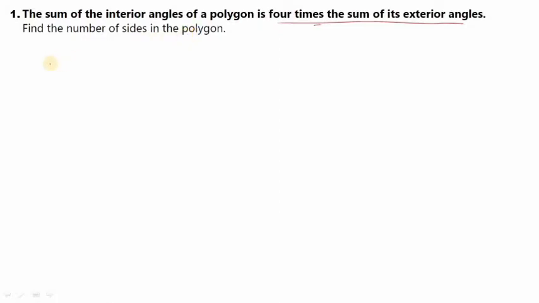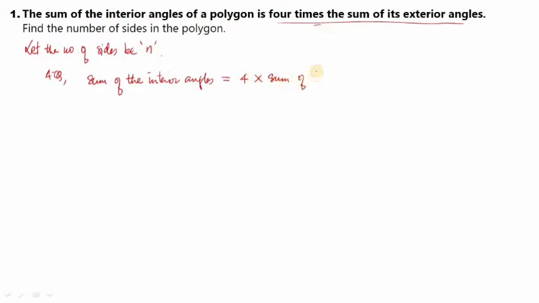Let the number of sides be n. It's simple, we'll take the number of sides to be n. Now, according to the question, the sum of the interior angles is equal to 4 times the sum of the exterior angles. So that's what is given to us.